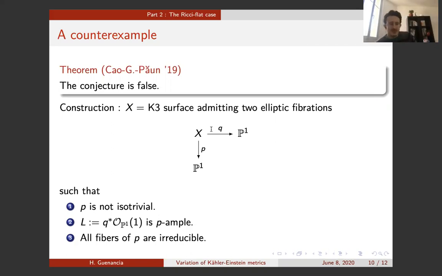And the third condition looks technical, but this will be crucial. You'll understand why in a minute. All fibers of P, so P will have singular elliptic curves as fibers, that's fine, we can't avoid that, since we assume P is not isotrivial. But I don't want them to be too bad, and too bad meaning I don't want them to be reducible, to have several irreducible components. I want all the fibers of P to be irreducible. So it turns out this is a very strong constraint on an elliptic fibration of a K3 surface. Okay, so what do we do from here?